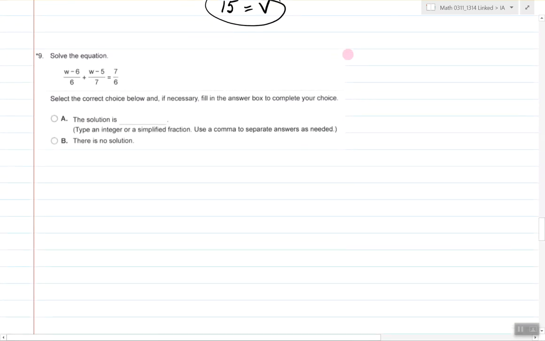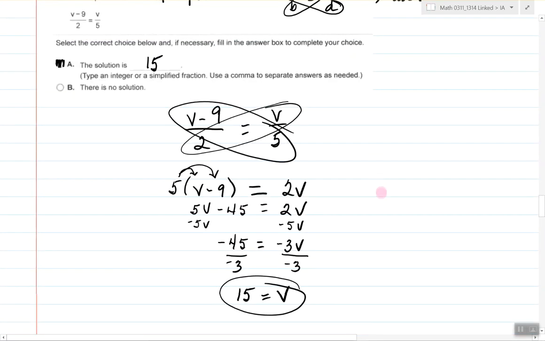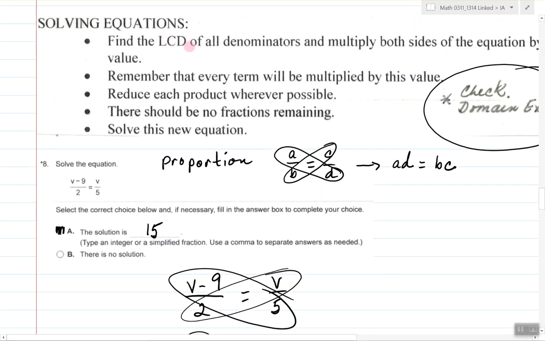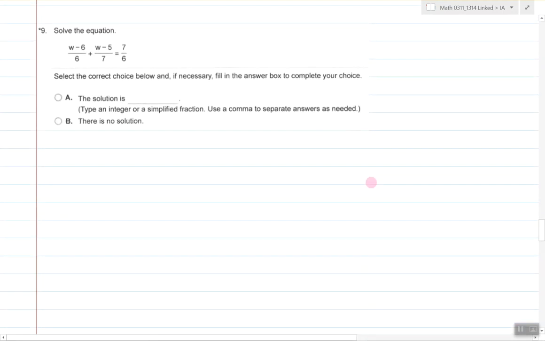Now the next problem is not a proportion. Since it's not a proportion, I have to use the very traditional step: find the LCD, multiply both sides by it, reduce each product, no fractions will remain, solve it, check the domain. So here we go. When I write this down, I'm going to leave some spaces. I'll show you why. I have w minus 6 over 6 plus, leave a little space, w minus 5 over 7, equal sign, leave a little space, 7 over 6.